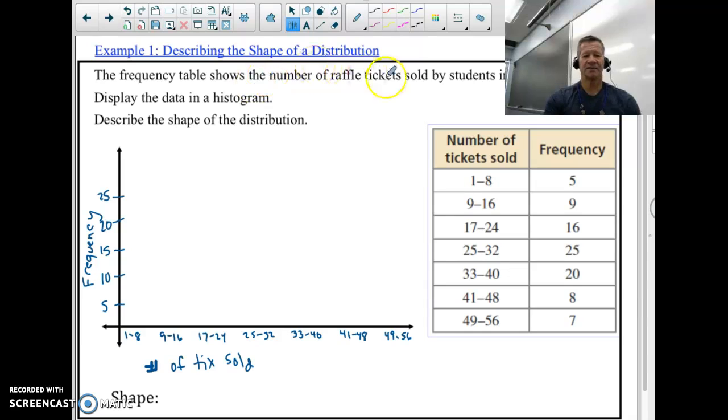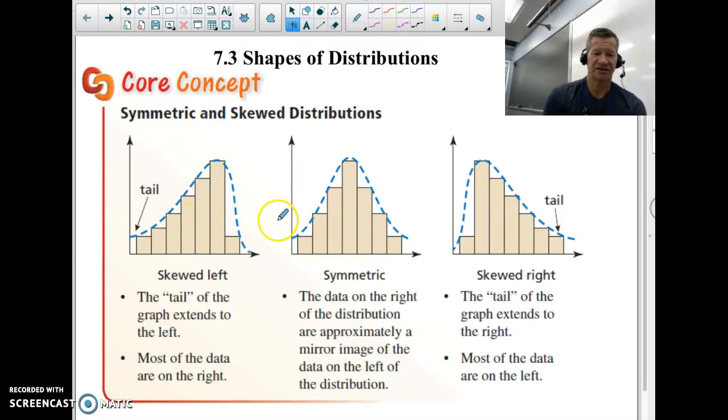This table shows the number of raffle tickets sold by students in your grade. So what this means is that 5 students sold anywhere from 1 to 8 tickets. 9 students sold from 9 to 16. 16 students sold from 17 to 24, and so on. So how do we make a histogram? Well, it looks like a bar graph where the bars are all connected. Kind of like what you see here.